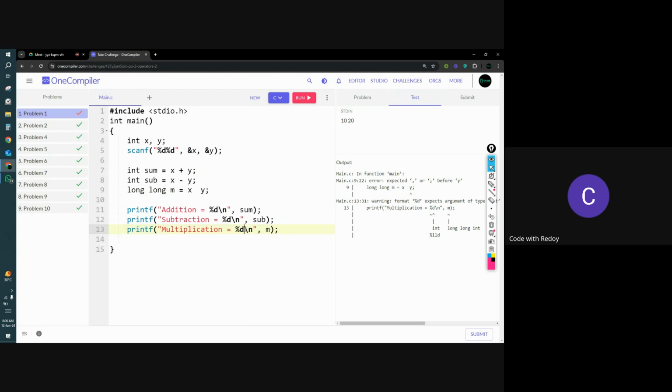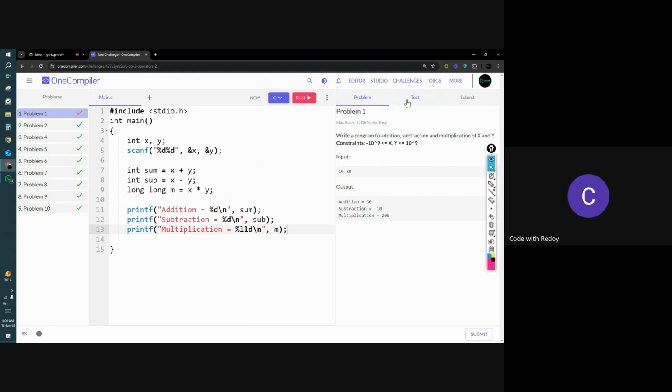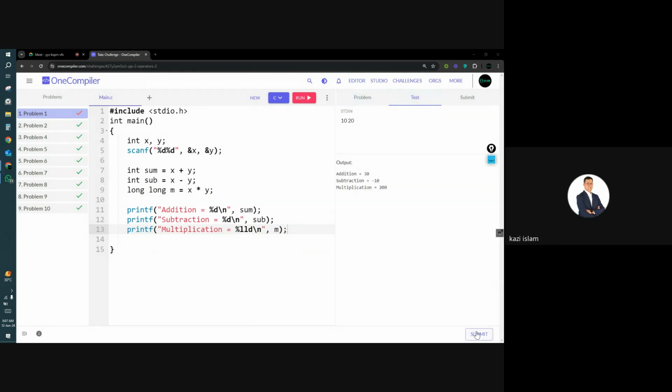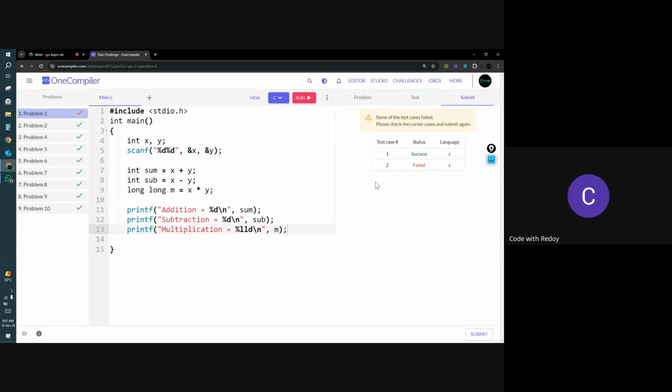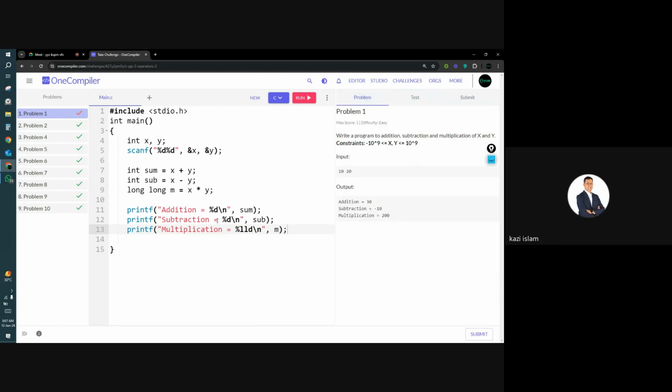Oh, acha, for the long long, it must be lld, right? As for the format specifier for the long long. Yeah. Oh, I didn't put it down for it. Do you understand the question and the solution? Yep. Submit. Okay, it's giving me fail, but why? I'm equal to minus 10, x minus y, x multiplied by y.